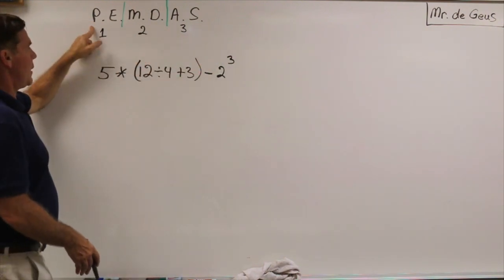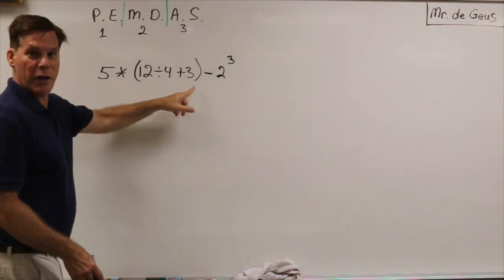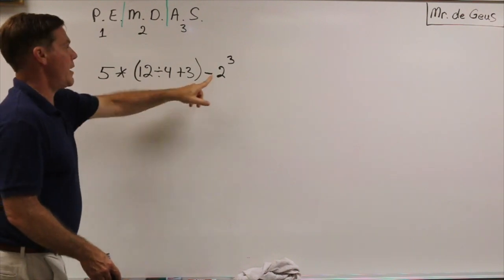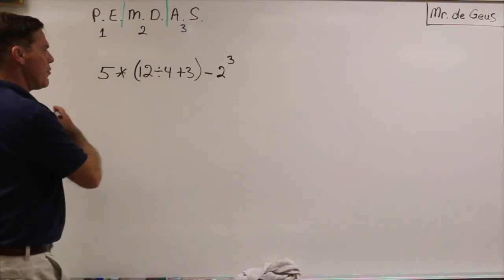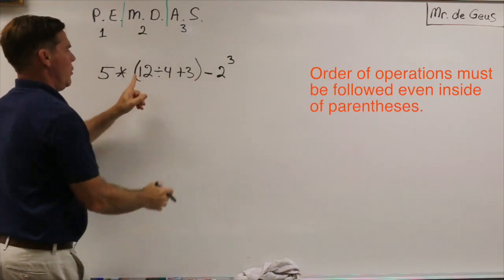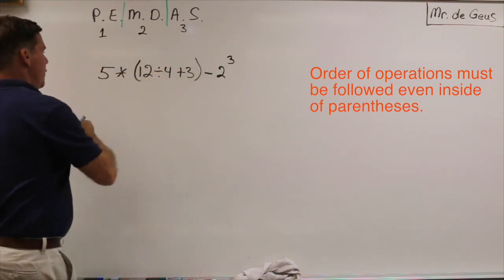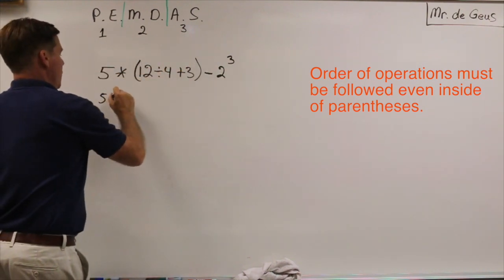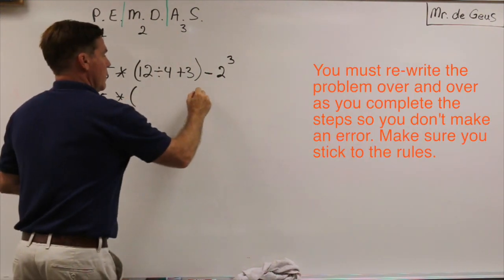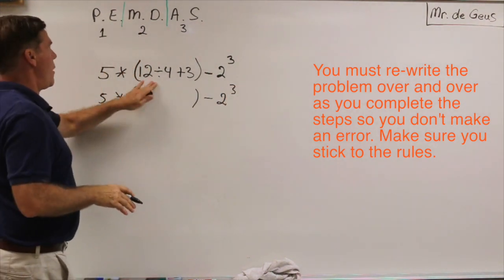So the first thing I'm going to look at is, do I see any parentheses or exponents? Well, I do see parentheses here, so I have to do this first before I do anything else. And I do see an exponent there. And math is from left to right, so even within the parentheses, I still have to follow this order of operations. So I'm going to rewrite that as 5 times, and continue with that parentheses here.